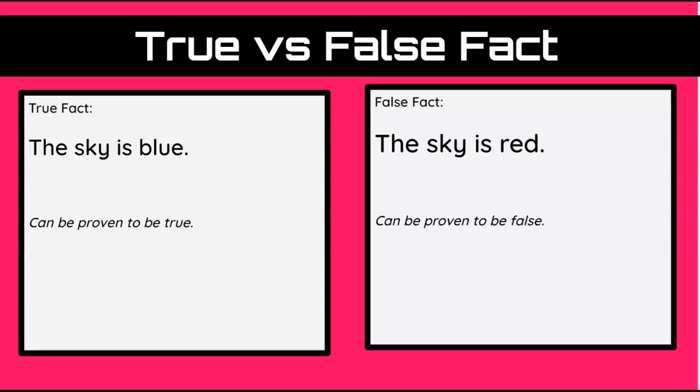Now, just like you can prove that something's true, you can prove that something is false. So if I said, the sky is red, you could say, no, Miss Tingley. You could walk outside, you could point to the sky and say, look, the sky is blue. That is false. The sky is not red. So if you can prove it, then it is a fact.